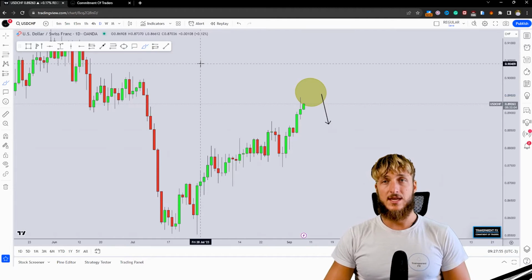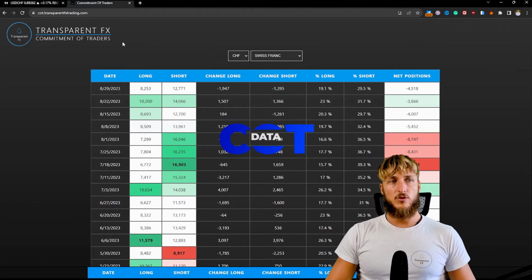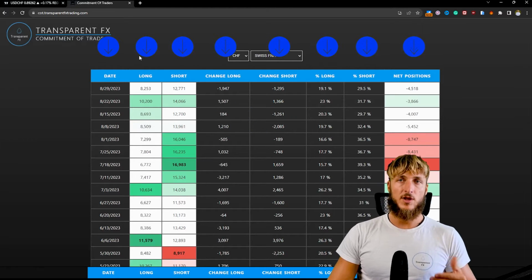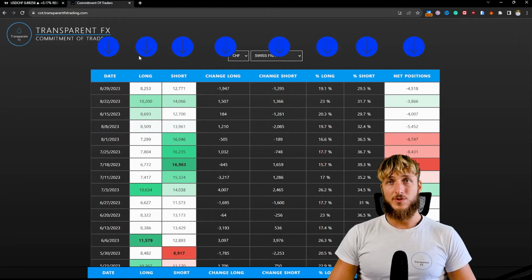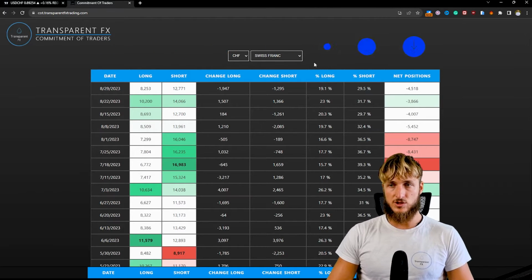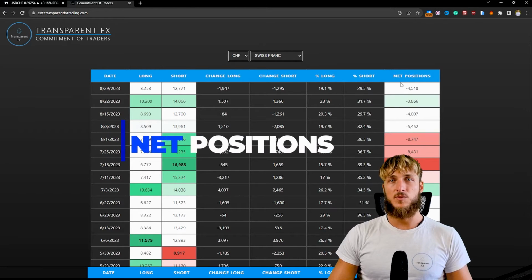Now, why do I say institutional shorting? Because if we go and see what we have when it comes to the commitment of traders, so the COT data, which is what the non-commercials, so the biggest speculators in the market are doing, and we check the data precisely for the CHF, we can see how lately with the last reports, net positions have been increased.